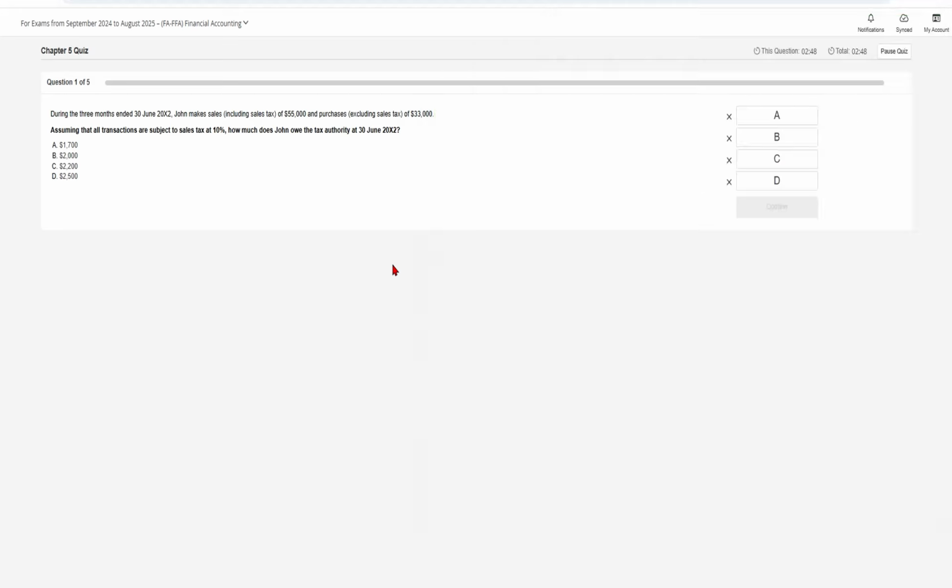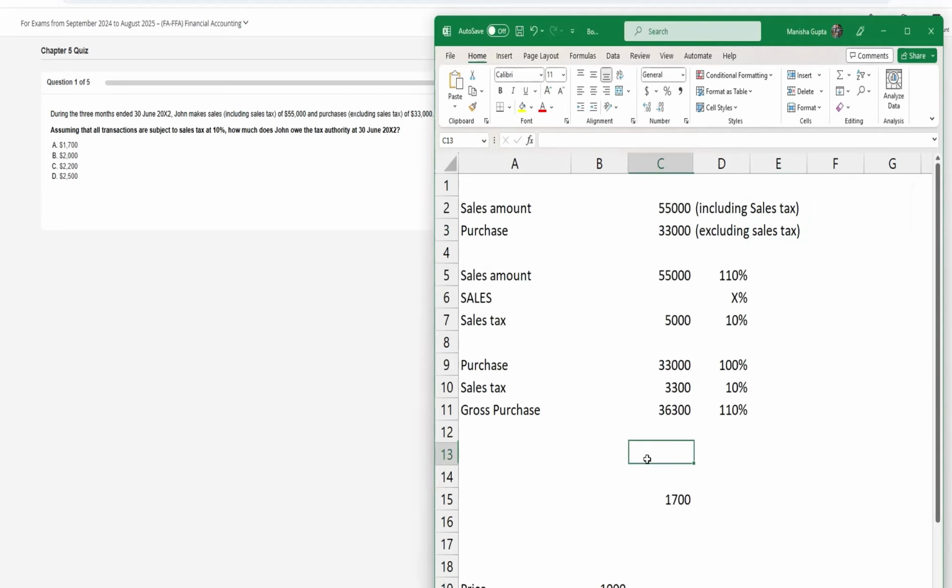So let's take the sales amount first. That's 55,000. They said including sales tax. What is the sales tax percentage? Let me remove this first.